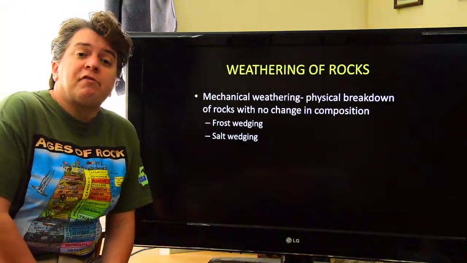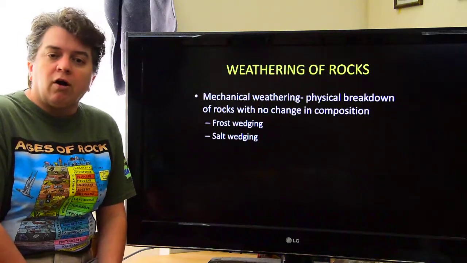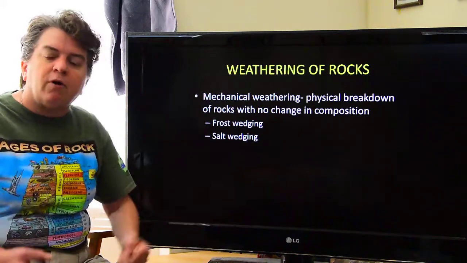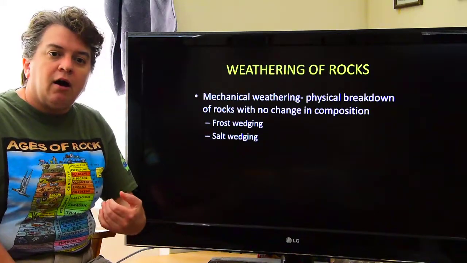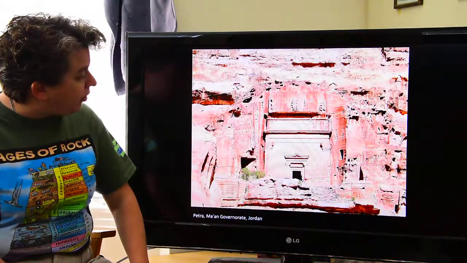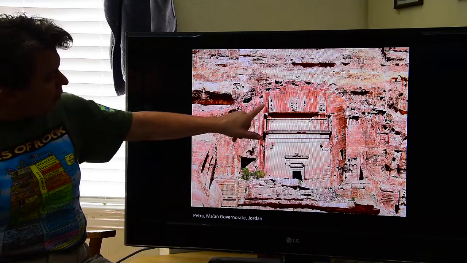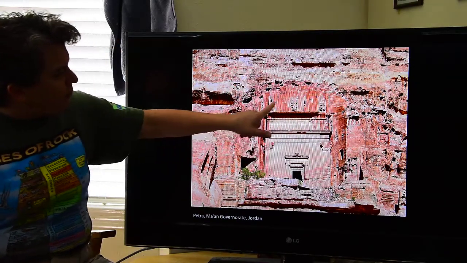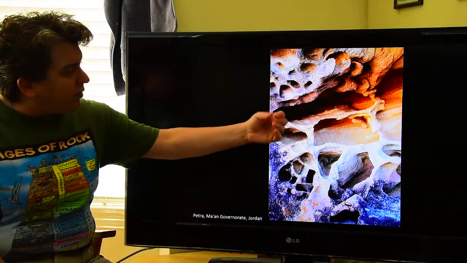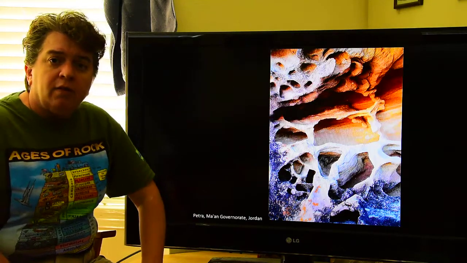Similarly, you can have salt wedging. In this case, instead of ice crystals growing in a crack and pushing the rock apart, you get salt crystals growing in a crack, pushing the rock apart. And we can see that here. This is Petra. Notice it looks like it should be flat up here. We've got these weird little holes in there, and that's where salt crystals can form and slowly break apart this sandstone.